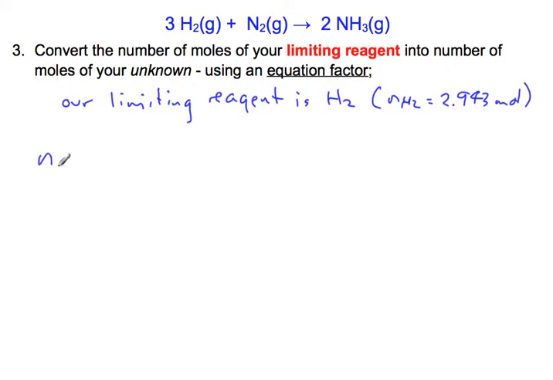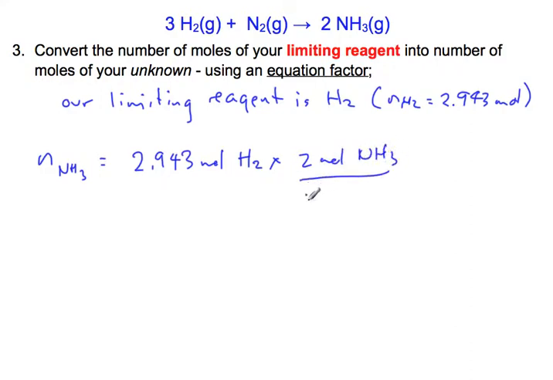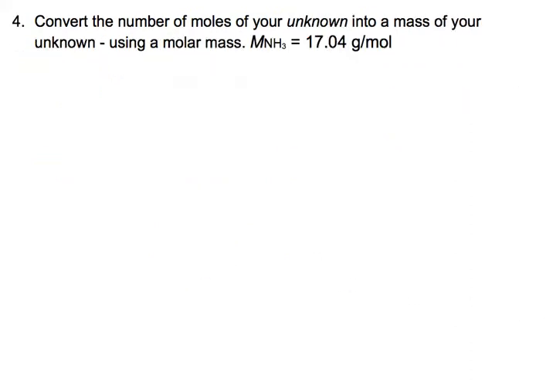So number of moles of ammonia, NH3, equals 2.943 moles of hydrogen, H2, times, we want to be left with ammonia, 2 moles of ammonia, 3 moles of hydrogen. Hydrogen divides out, and the molar amount of ammonia is 1.962 moles. So now we have our molar amount of ammonia. So 1.962 moles of ammonia, and from that we can very easily determine the mass of ammonia.